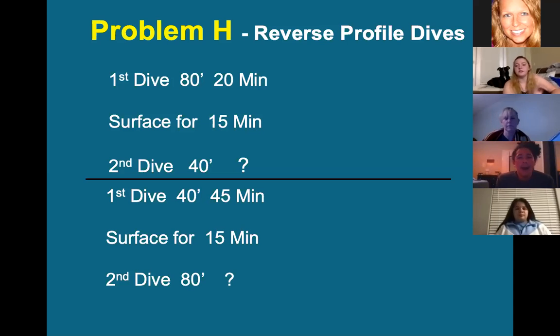Everyone have the answer? I think so. 1, 2, 3, what is it? 7. Does everybody have 7? Okay, so this shows us why it is so important to do our deepest dive first. Because you see, if you did your deepest dive second, you only get 7 minutes under there. But if you do your deep dive first, you've got 90 minutes on your second dive.